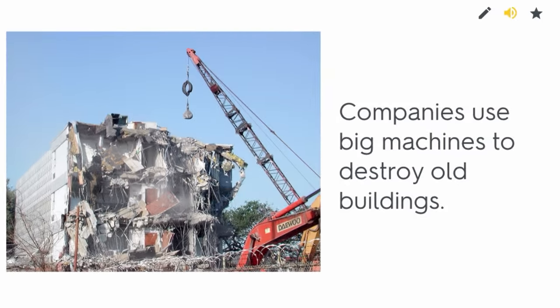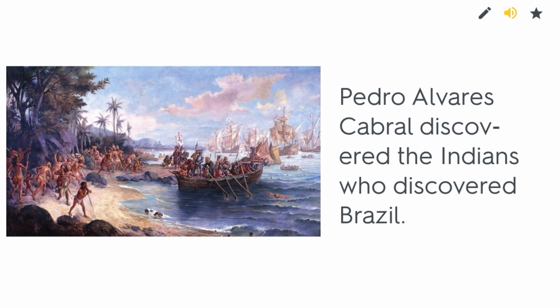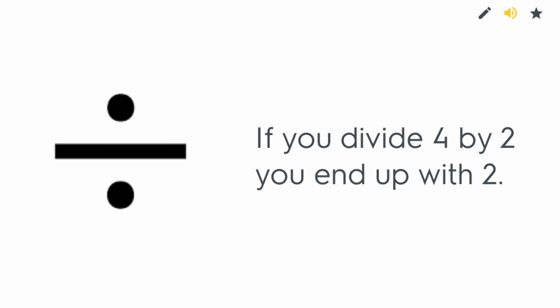To destroy. Companies use big machines to destroy old buildings. To die. Do you know where you'll go after you die? To discover. Pedro Alvares Cabral discovered Brazil, which the Indians had discovered before him. To divide. If you divide 4 by 2, you end up with 2. To draw.